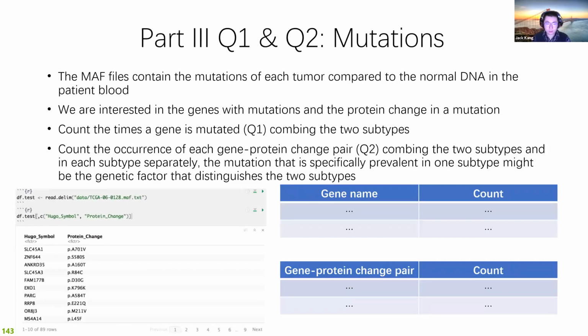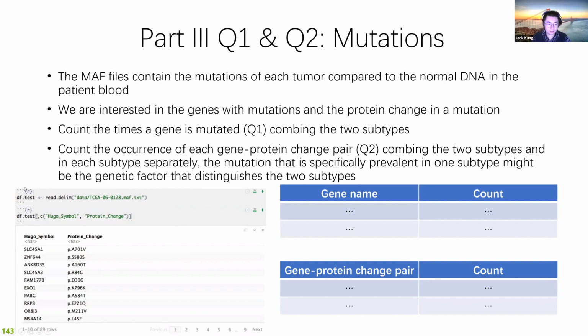So starting from part 3, we switch to identifying mutations in tumor samples. In part 3, question 1 and question 2, we will provide you MAF files that contain the mutations of each tumor compared to the normal DNA in patient blood. So here shows an example of such MAF files. We will provide a bunch of MAF files. Each corresponds to a tumor sample.